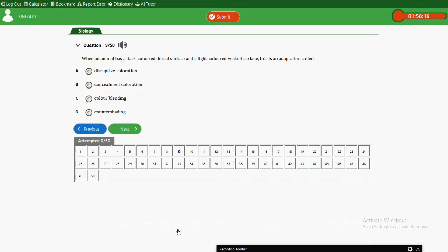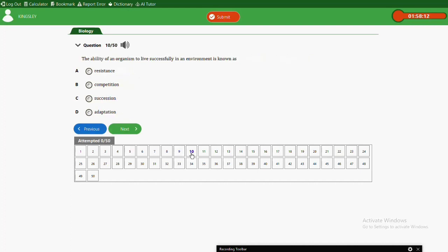When an animal has a dark colored dorsal surface and a light colored ventral surface, this adaptation is called A, disruptive coloration, B, concealment coloration, C, color blending, and D, counter shading coloration. So guys, the answer to this question is counter shading coloration. An organism actually has a color on one part and another color on the other part. So this is actually used for camouflaging in most cases so that they can actually trick their prey or camouflage.